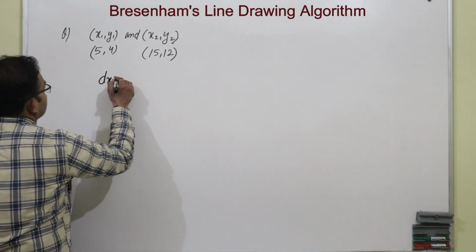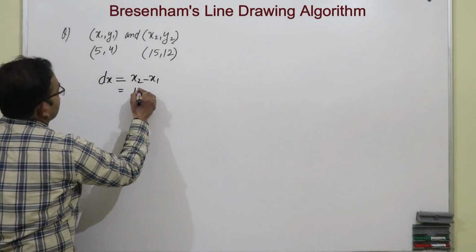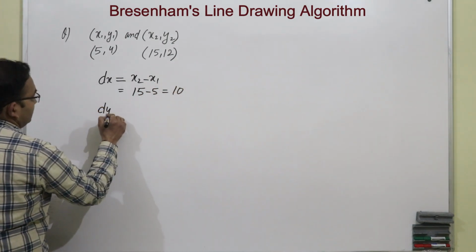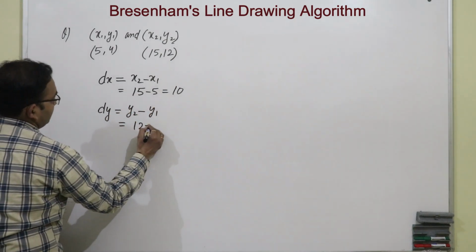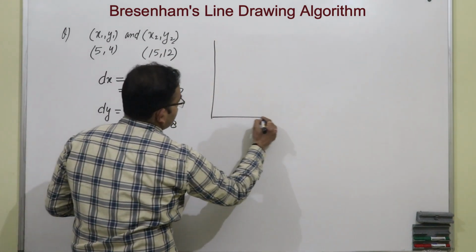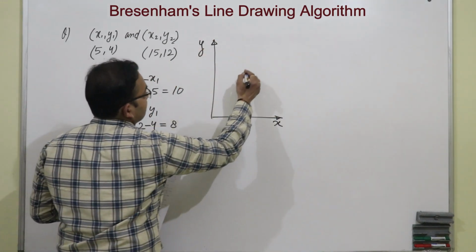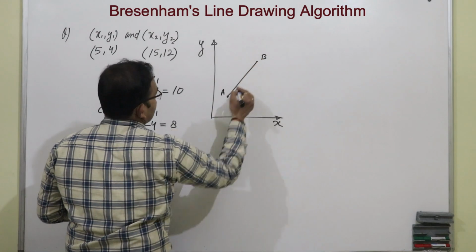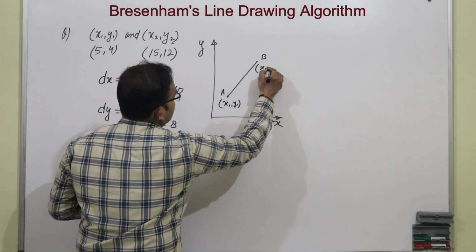First is dx. dx is x2 minus x1, 15 minus 5, it is 10. dy equals y2 minus y1, 12 minus 4, it is 8. This is the x axis, this is the y axis, and it is a line segment A, B and its coordinates are x1, y1, x2, y2.